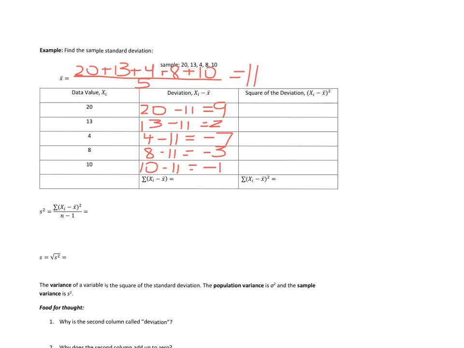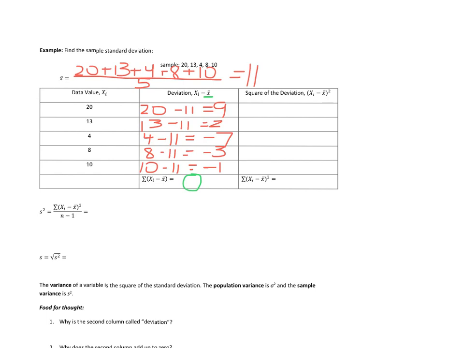All right, and then let's illustrate this point. What happens if we add up all the deviations? Well, 9 plus 2 is 11. Minus 7 is 4. Minus 3 is 1. Minus 1 is 0. So just kind of taking this side route really quick, if we add up all the deviations, it's 0. And that's because the mean is where the histogram is balanced.